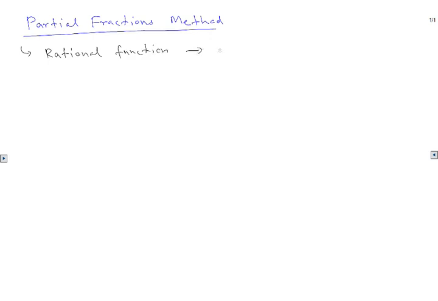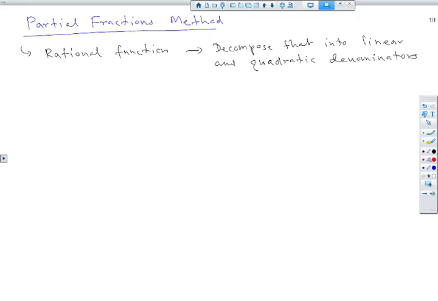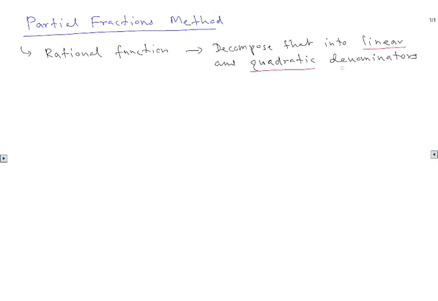What we can do is decompose that into linear and quadratic denominators. So that's what we do. We have a rational function, and we're going to decompose this into fractions with linear and quadratic denominators.